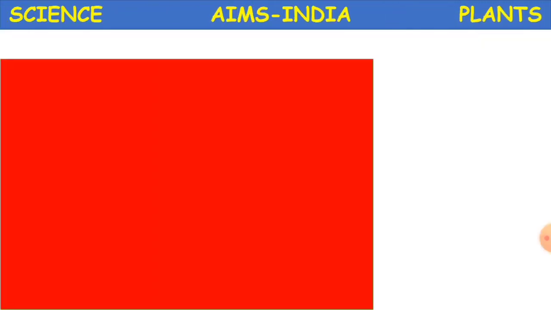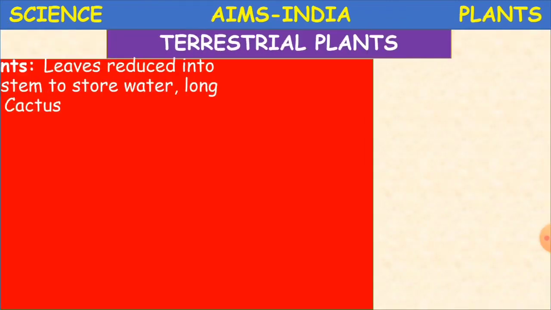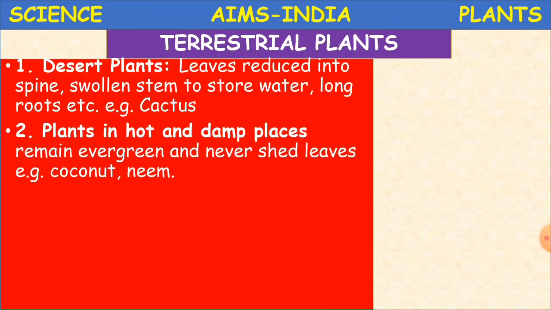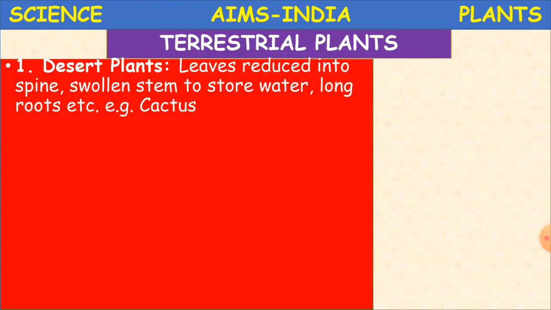Now, what about terrestrial plants? As I said, terrestrial plants are divided into so many types. Let us see the desert plants first. Desert plants are those which grow in the deserts. And how is the climate of the desert, children? It is very hot. They do not get rain, so water is very minimal there, in the sense that a very small amount of water is available there.